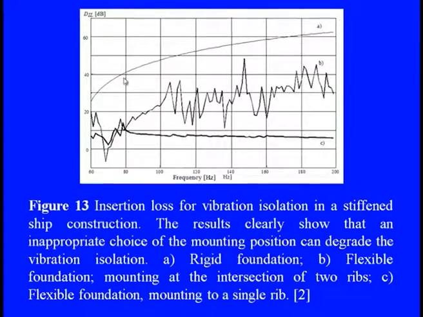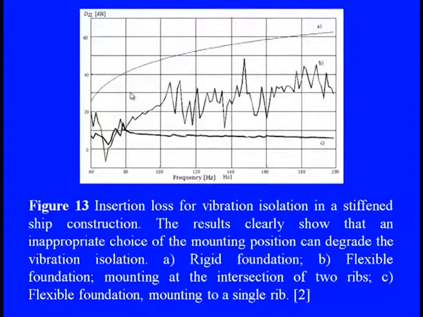And the third curve, curve C, also shows the flexible foundation, but with just one rib. There is no compounding rib with flexible or rigid stiffness. So we can say that when you have two ribs of different nature, more and more nonlinearity is there when we go to higher frequencies.